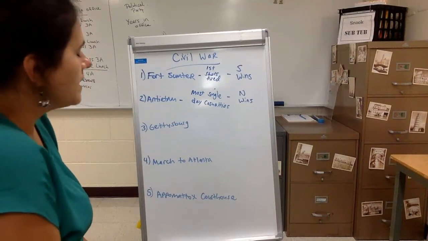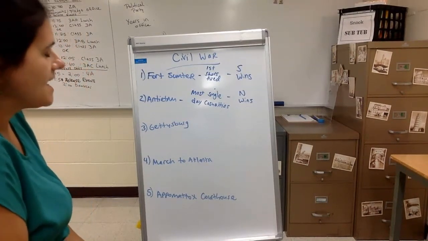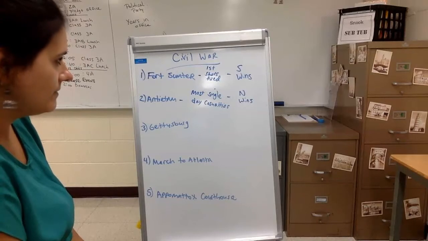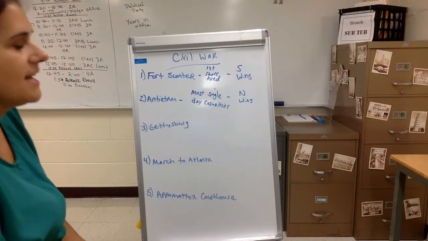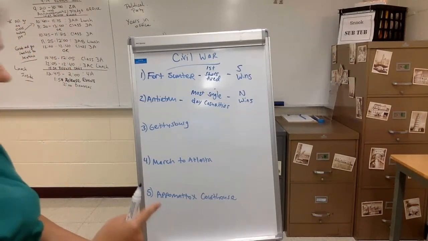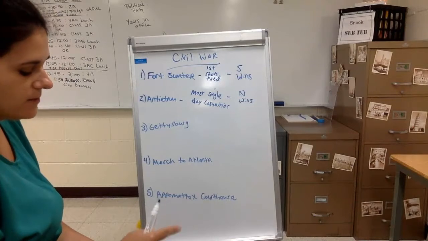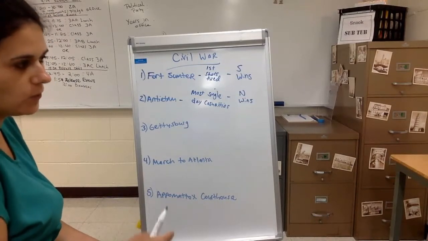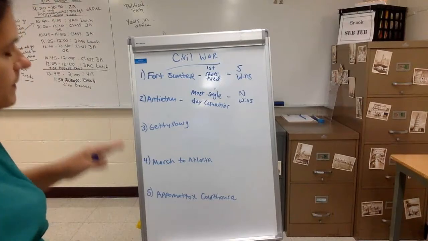So, for Antietam, there are more single-day casualties in that one day. Specifically, 22,000 people die in that one day. About 700,000 people die in the Civil War overall, which is more than the Vietnam War, the Korean War, World War I, World War II, and the American Revolution combined. More people die in the Civil War.